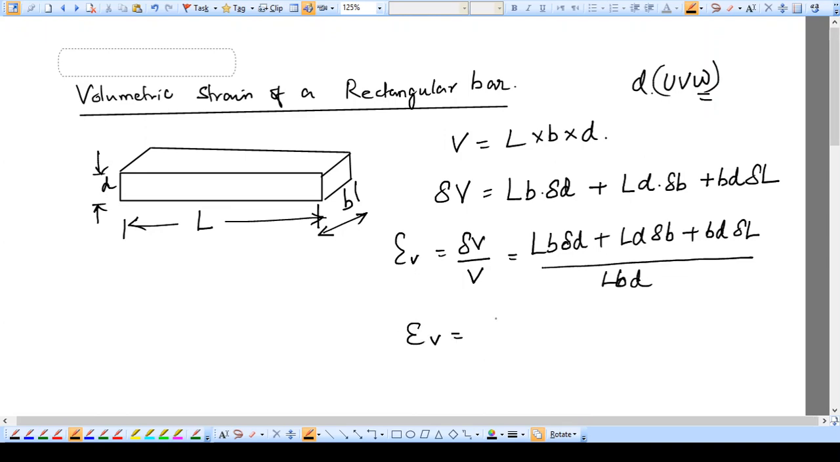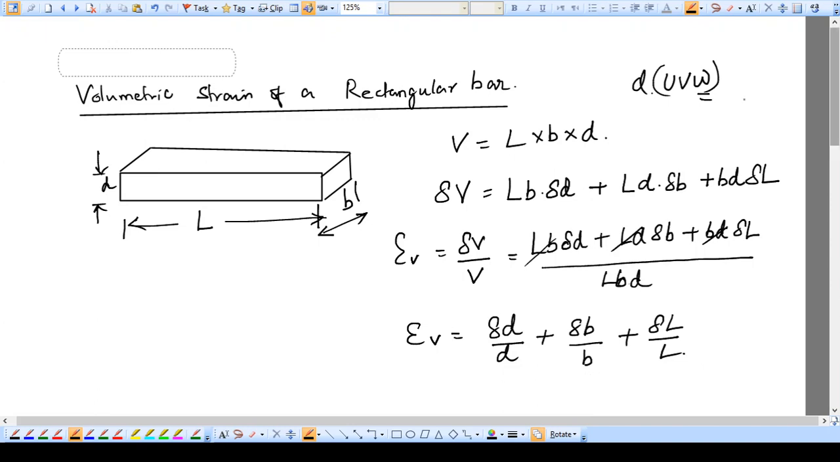So volumetric strain is equal to, here LB gets cancelled and here the LD gets cancelled and here BD gets cancelled. So finally I'll be having like this, delta D by D plus delta B by B plus delta L by L. So this is the volumetric strain.